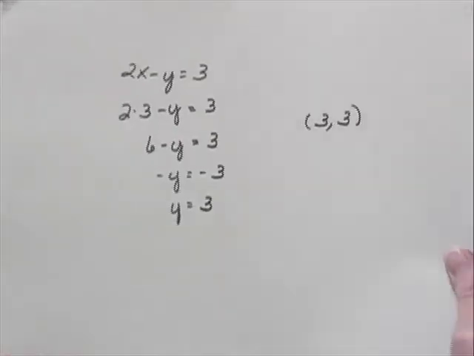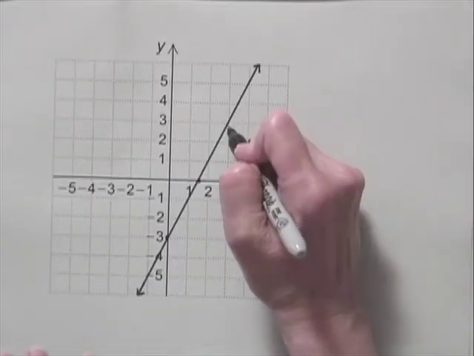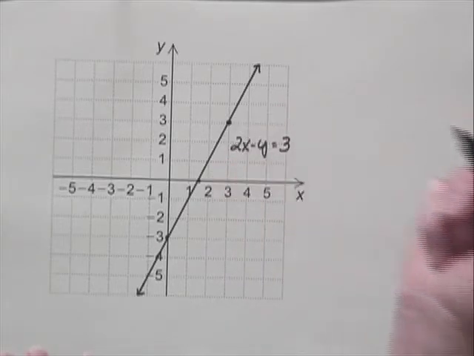And let's look back at our graph. And we do see that we have that point on the graph, so that's a check that we've drawn the graph correctly.